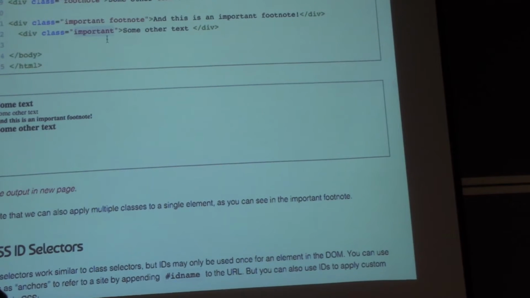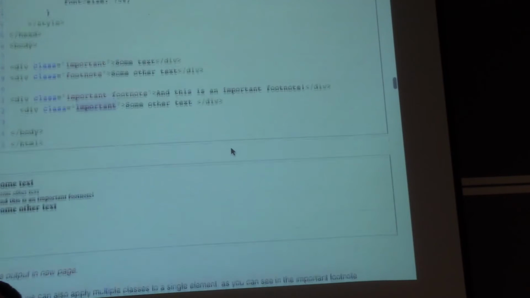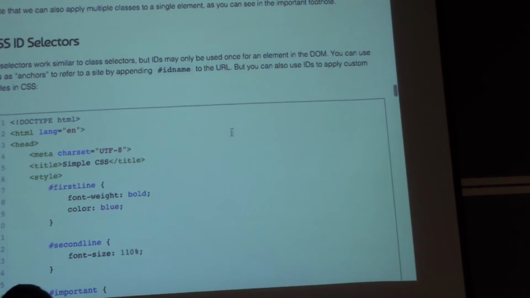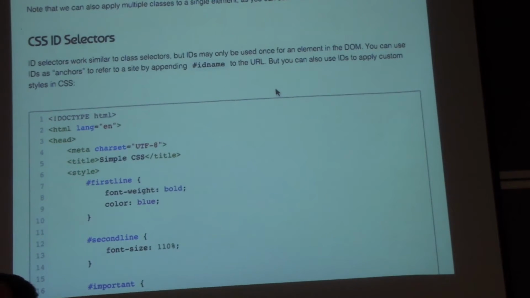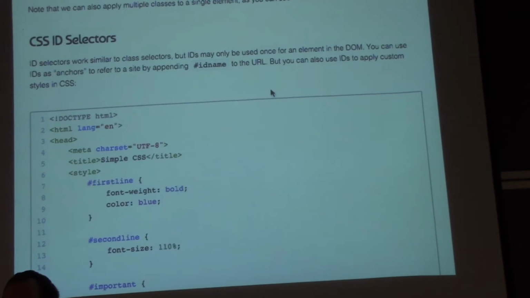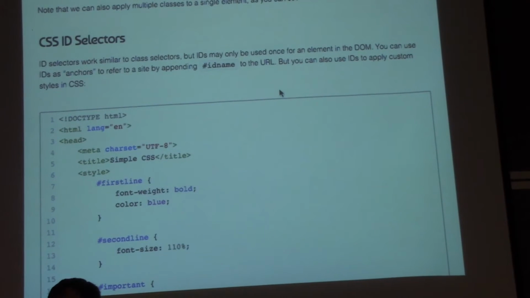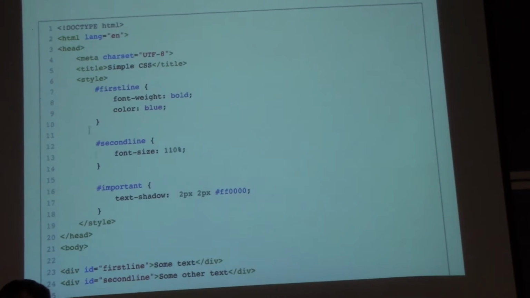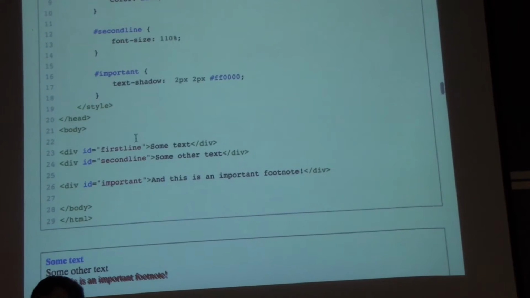And of course the name here is arbitrary, so I could put in whatever I like. It should be some meaningful name, it shouldn't be something short, just because of good software engineering practices. But this is completely up to you. And the ID selectors are very similar to class selectors, with the one big difference that you must only use them once on your website. ID is supposed to be a uniquely identifying attribute for an element. And you can also use it to anchor your website. This is how they look: they have the hashtag first line, hashtag second line, hashtag important.